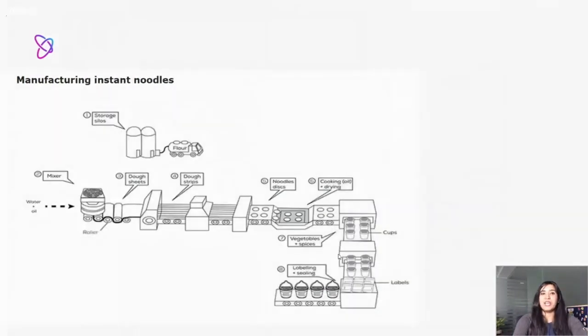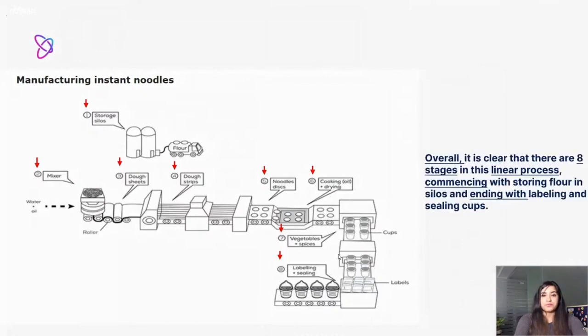Next comes what? The overview. So now we're going to give an overview. We're going to keep those questions in mind that we had before. How does it start? How does it end? How many steps are there? What is being added in those steps? All that we can add into our overview. So let's see. I've given you the arrows, as you can see. There are 8 steps. The arrows are showing us 8 steps that we can add into our overview. We can see that it starts with the storage silos, storing the flour, and we can also see that it ends by labeling and sealing. Okay, so here's an example that we can use.